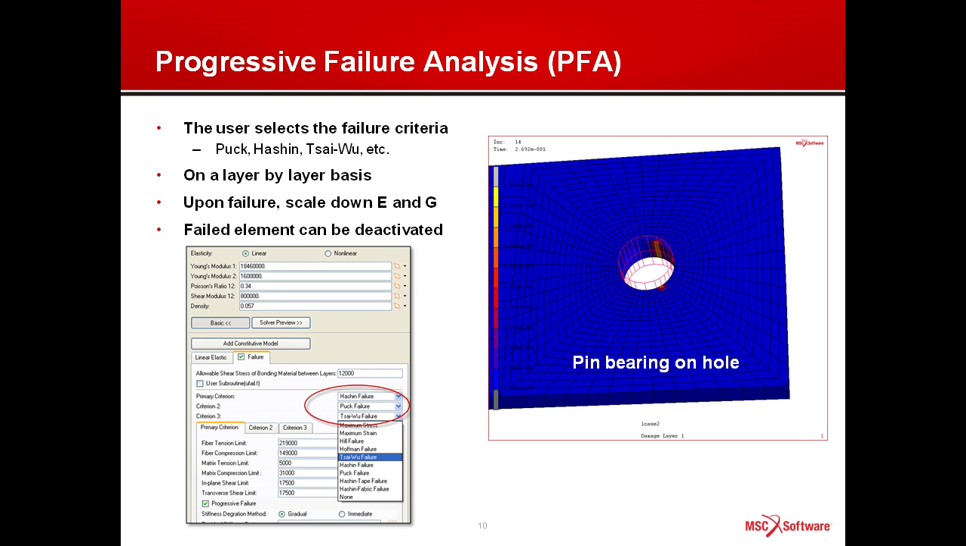This animation here shows a pin bearing on a hole. And here we're using solid composite elements. And in this image, you're seeing the solid elements are failing internally ply by ply progressively. And also when an element completely fails, you can see we're deactivating it. So the elements actually would disappear from the model.